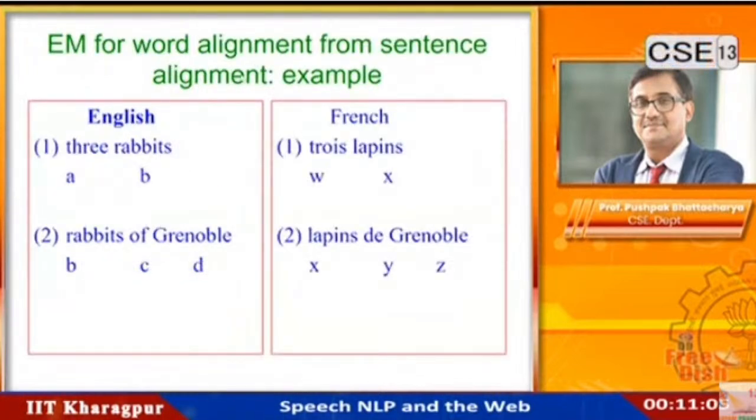So I illustrate word alignment with a simple example. I have these two sentences. 3 rabbits in English corresponds to Trois lapins in French. And the second sentence is rabbits of Grenoble, lapins de Grenoble. So in French, rabbits, what we call खरगोश in Hindi, are called lapin in French. Now, this is called a parallel corpus, which is so important for data-driven machine translation. Now you see 3 rabbits, Trois lapins has correspondence at the sentence level.